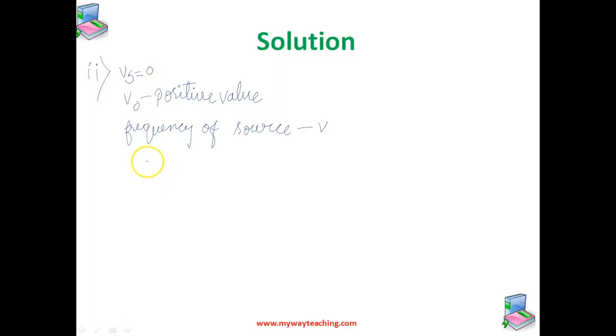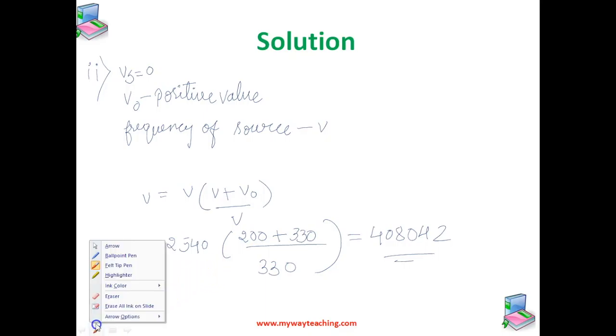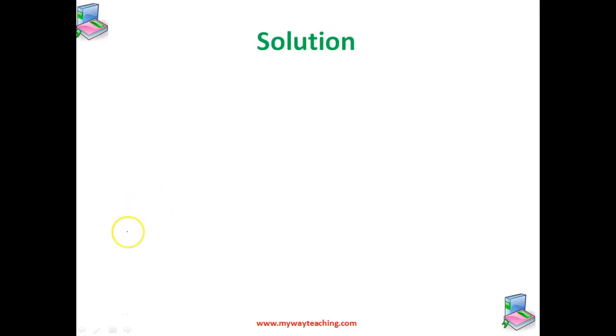Therefore, the frequency of the echo as detected by the rocket is given by v times (V plus V naught) by V. That is given by 2540 times (330 plus 200) by 330, that is equal to 4080 hertz. So we got both the answers.